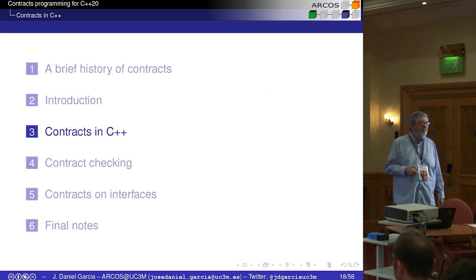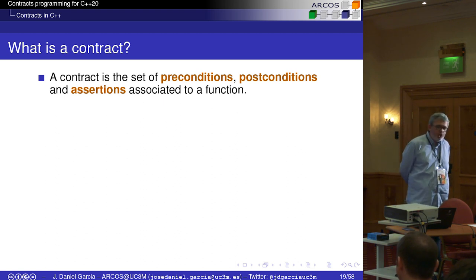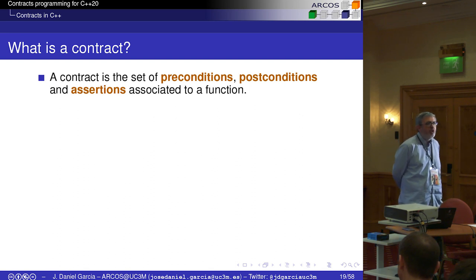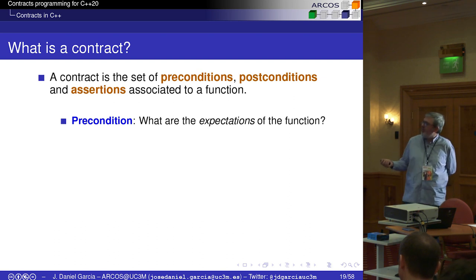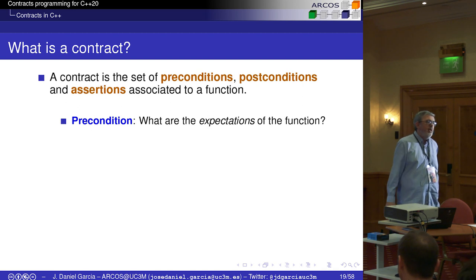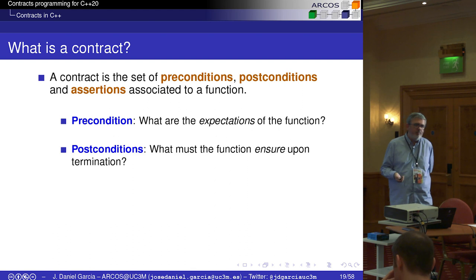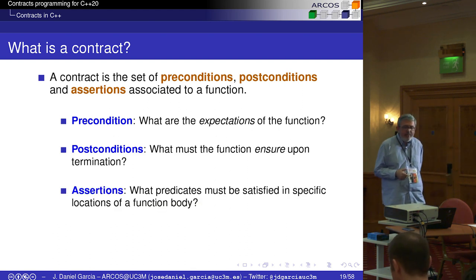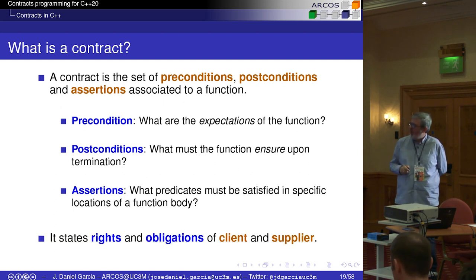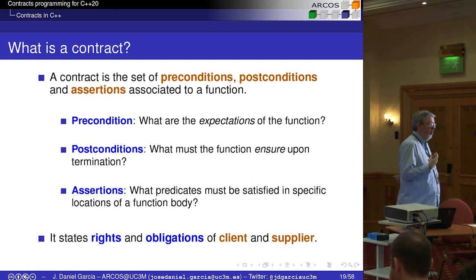So you want to see the thing, yeah? So in our proposal, a contract is the set of preconditions, postconditions, and assertions that are associated to a function. A precondition states what are the expectations of the function in terms of what you are providing to the function and the global program state. While the postcondition states what must the function ensure on termination. And we also have assertions which are predicates that must be satisfied at some point in a function body, at some point in a program. So basically, a contract states rights and obligations of a client software component and a supplier software component.